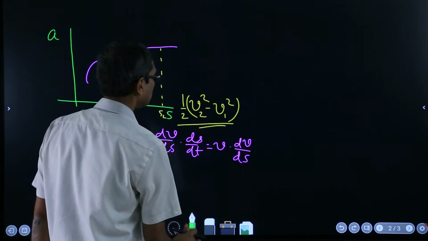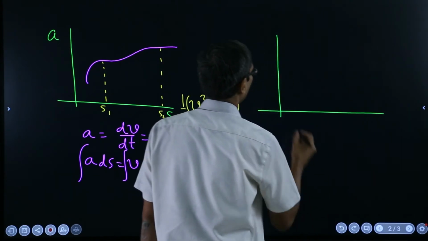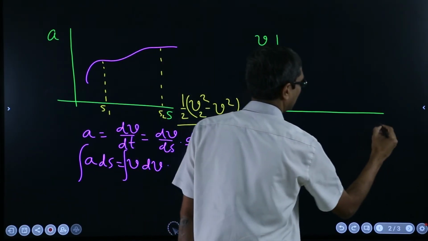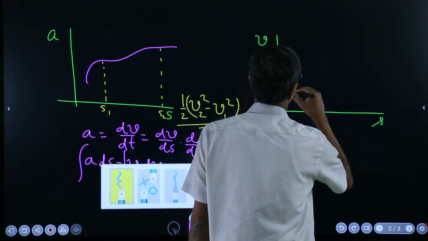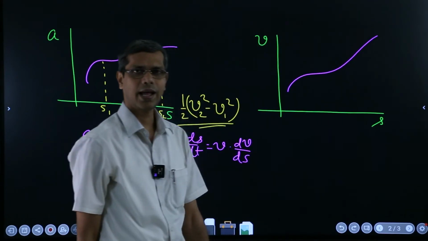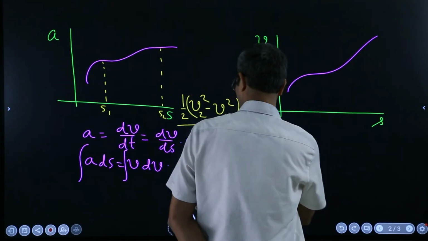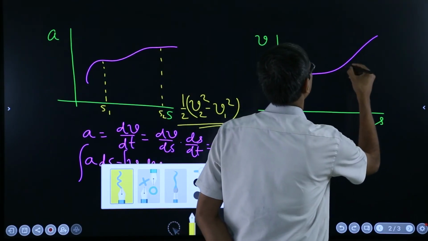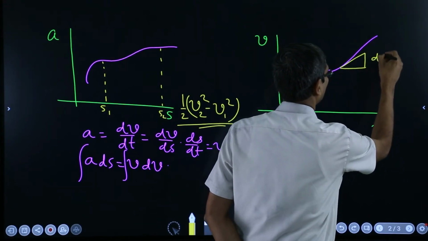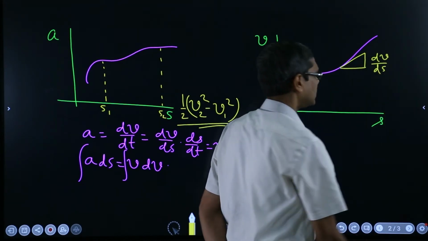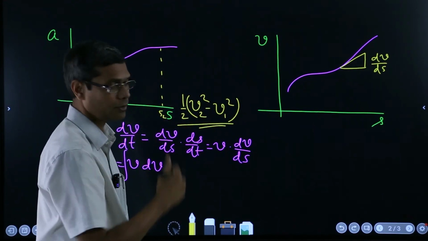And the last curve which I wanted to discuss: suppose you have a curve which is v versus s. Say you have a curve which looks like that, and at a given point, this is dv by ds. So this is the slope which represents dv over ds.